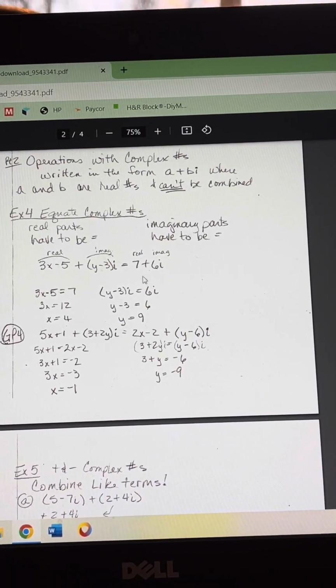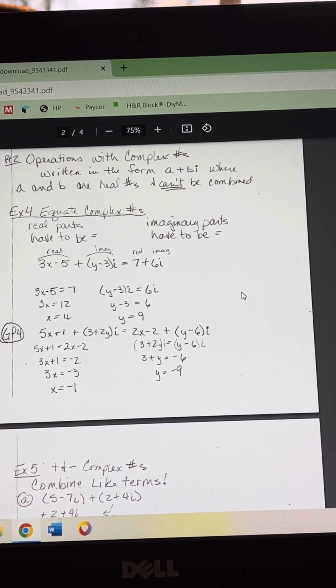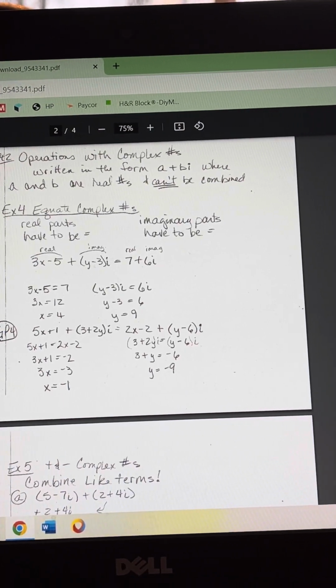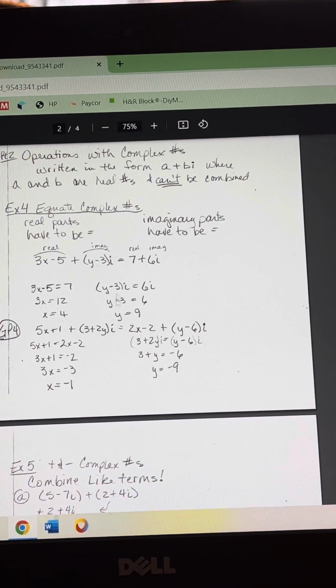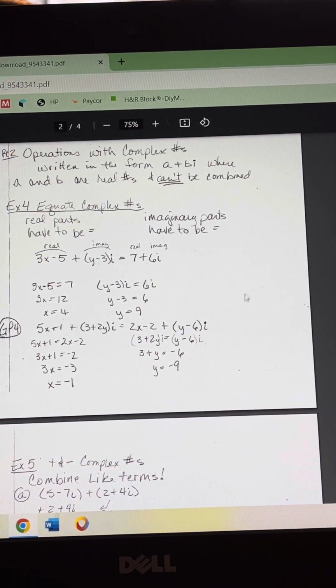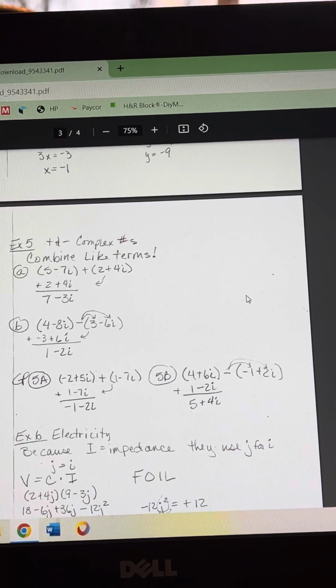You're going to do the real part. You're going to do the imaginary part and put it together. Well, you just had to find x and y. Okay. So the reals go together, the imaginaries go together, x equals 4, y equals 9.